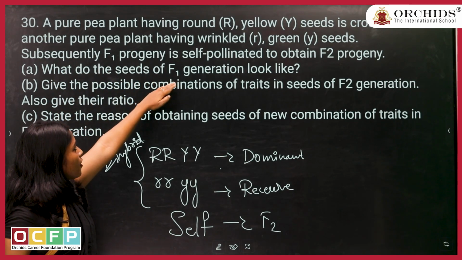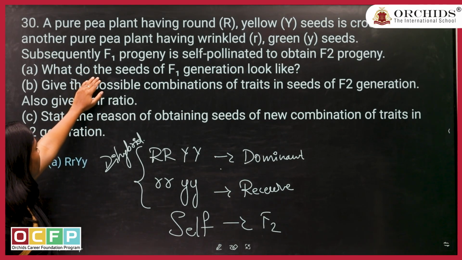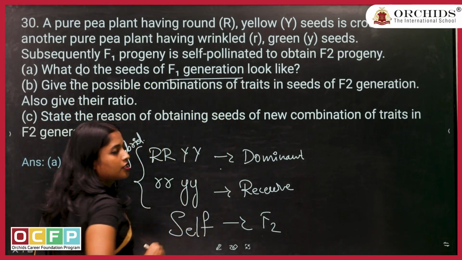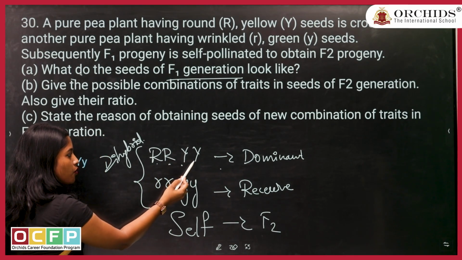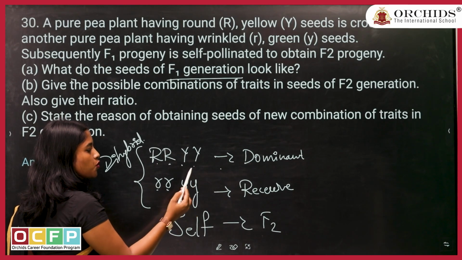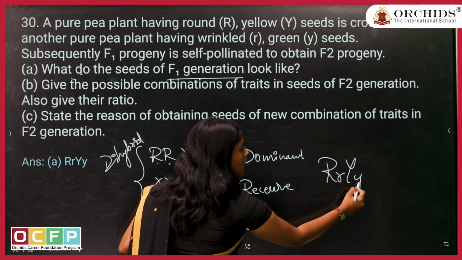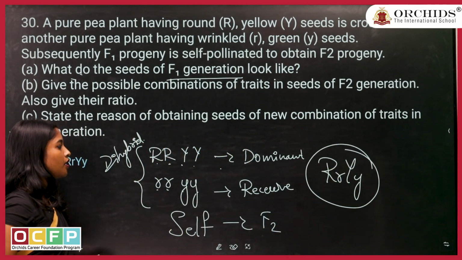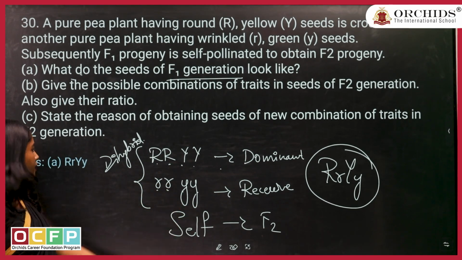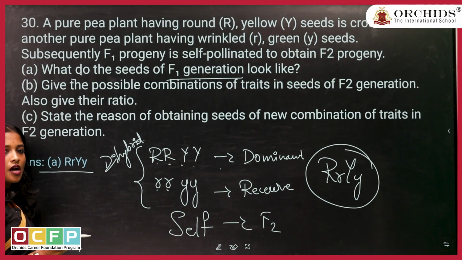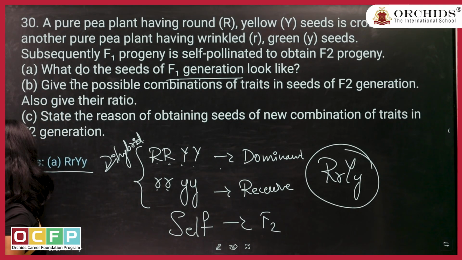What do the seeds of F1 generation look like? So you are supposed to write what are the F1 generation there. So F1 generation, when you cross capital R, capital Y, capital Y, small r, small y, what we get? Capital R, small r, capital Y and small y. It's a heterozygous round and yellow seeds, right? So that is the answer for the first question.